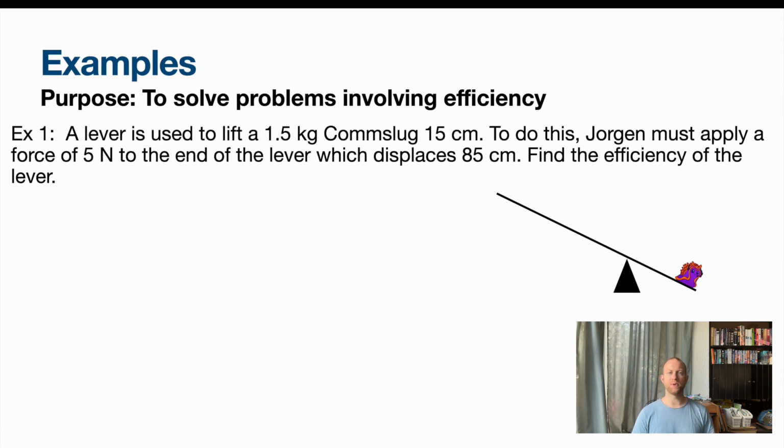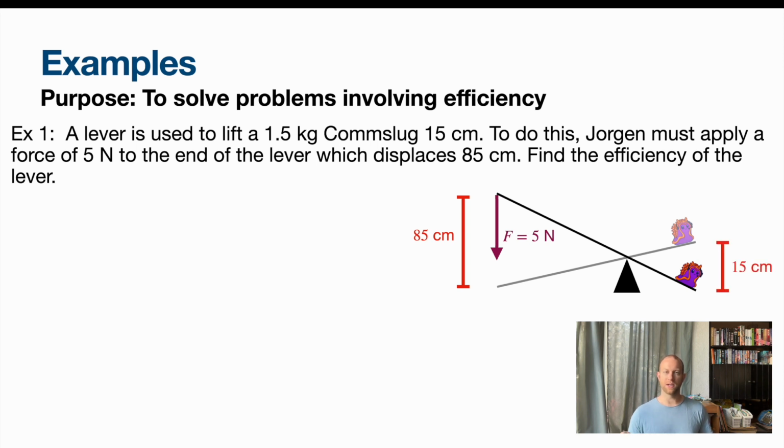So here's our example. We've got a lever that's used to lift a 1.5 kg comm slug 15 centimeters. To do this, Jorgen must apply a force of 5 newtons to the end of the lever, which displaces 85 centimeters at the long end. We want to find the efficiency. I drew a diagram to understand what's happening. Here's our lever with a comm slug at the end. Jorgen applies a force of 5 newtons down, displacing the whole lever, so the comm slug goes up. The force is applied over 85 centimeters, and the comm slug goes up 15. This is the diagram to show what's happening.